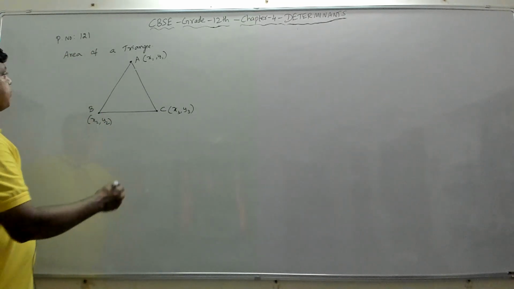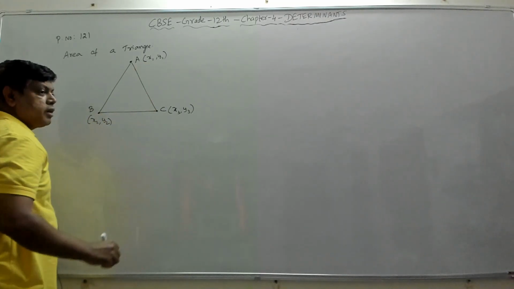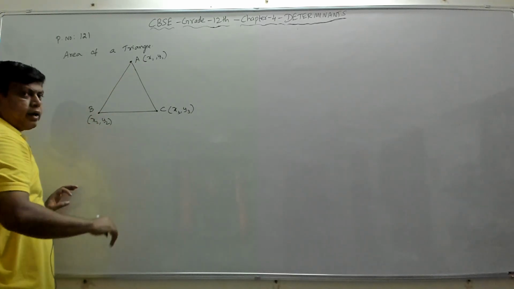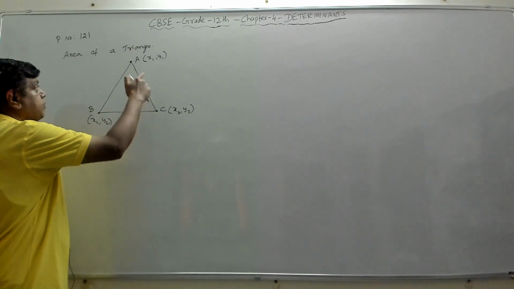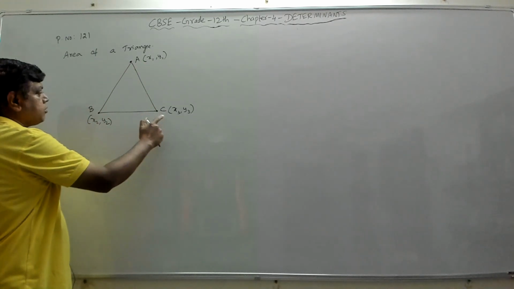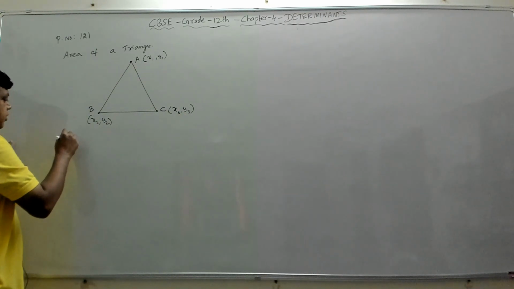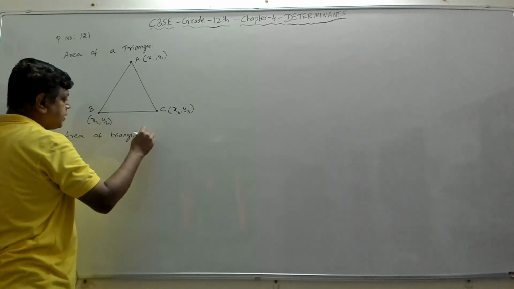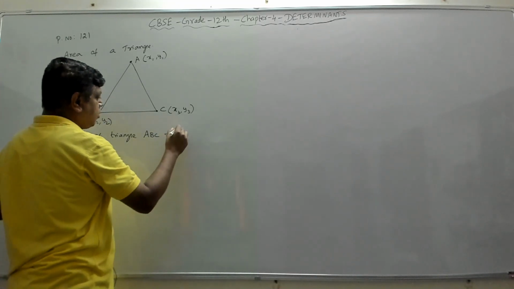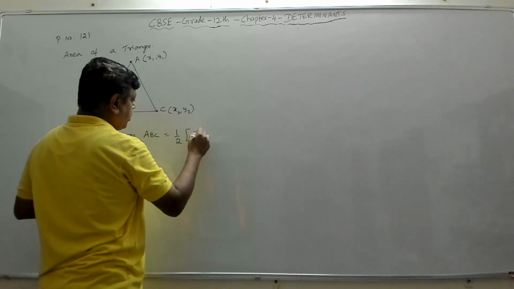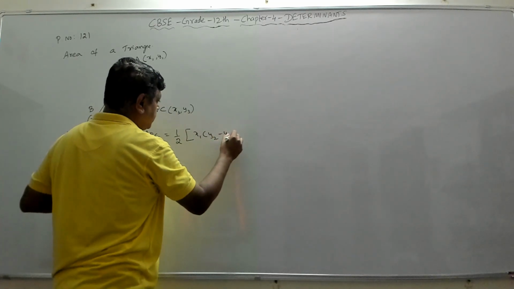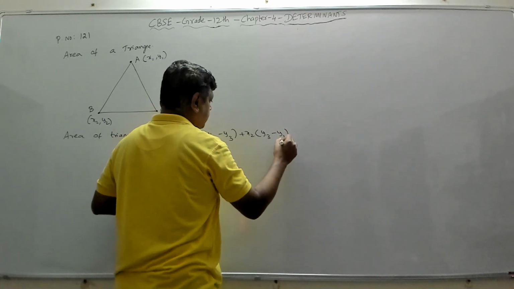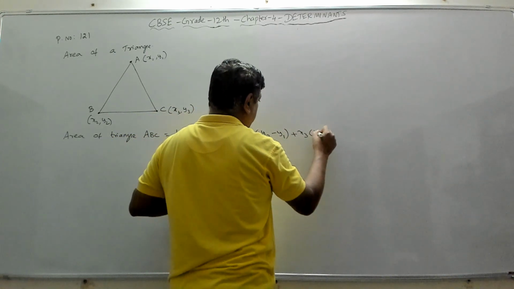So we know that in the earlier classes, in the 10th standard, we had studied that if we know the three vertices of a triangle, ABC is a triangle with vertices A is (x1, y1), B is (x2, y2), C is (x3, y3), then the area of triangle ABC is given by half of x1 into (y2 minus y3) plus x2 into (y3 minus y1) plus x3 into (y1 minus y2).